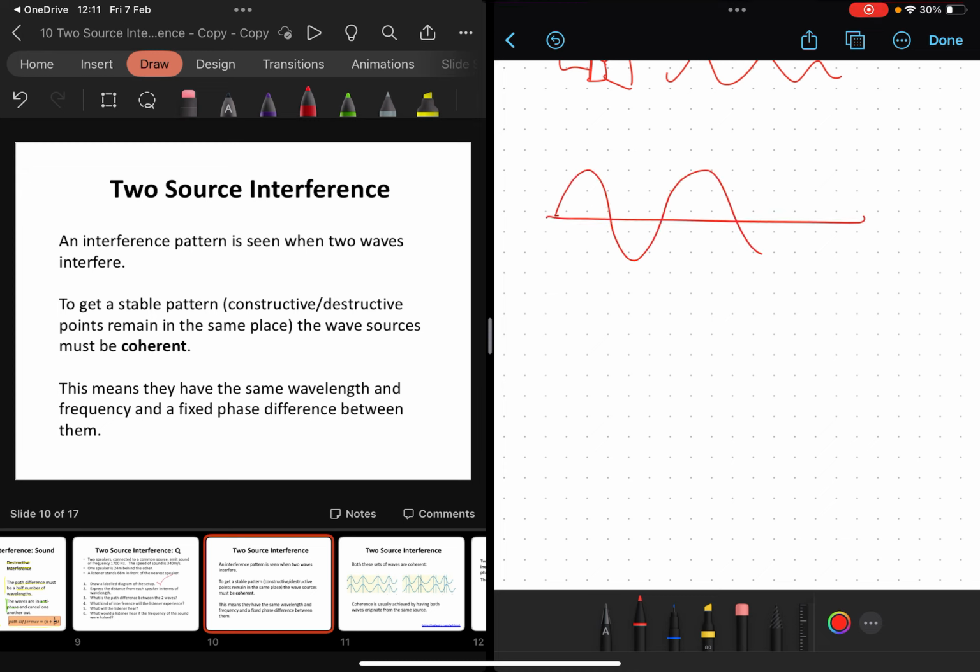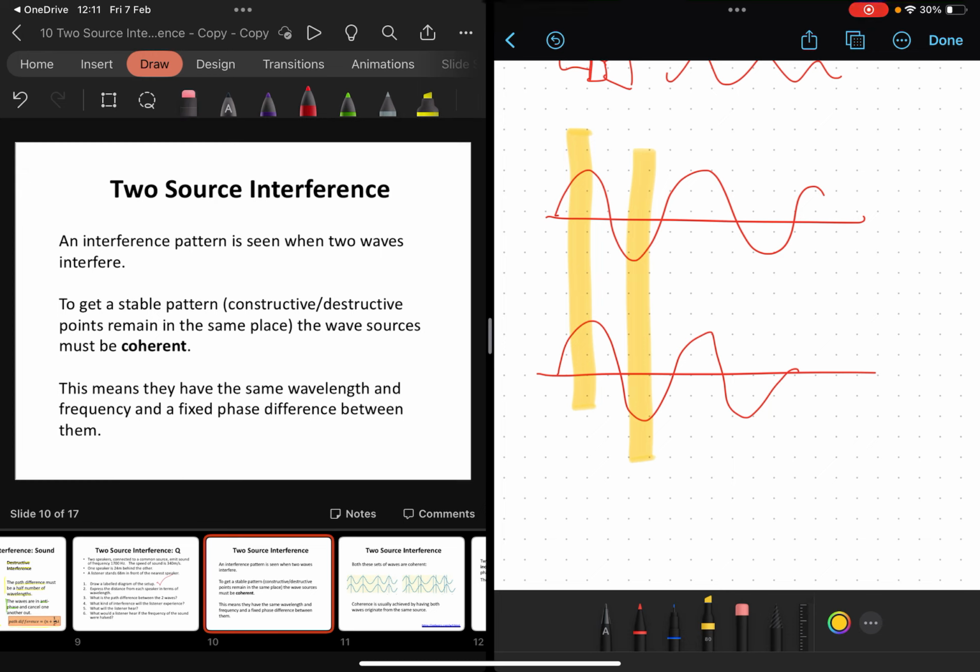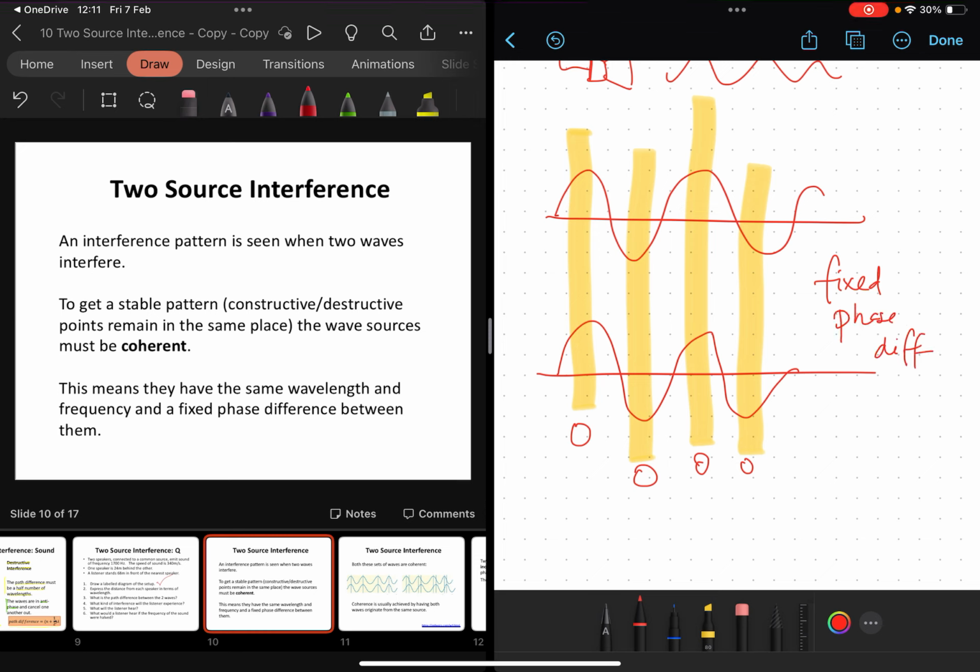If this is source A and this is source B, we would say that they are in phase. Peak meets peak, trough meets trough. So what is the phase difference between them? Well, it's zero. There is no phase difference between them. And it is zero here, and it is zero here. In fact, the phase difference is zero at whatever point along the wave I consider it. So that means I've got a fixed phase difference between the two.